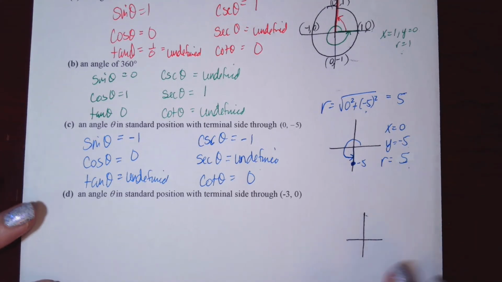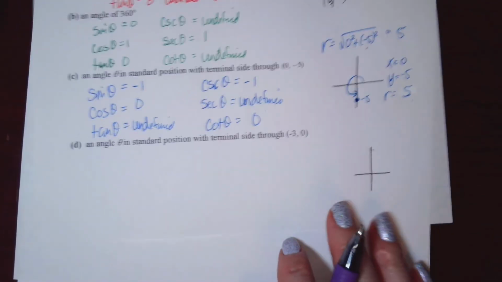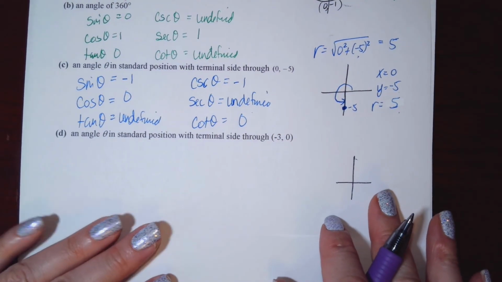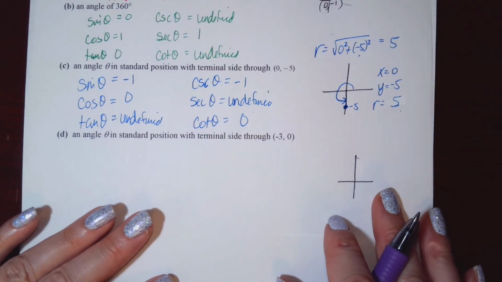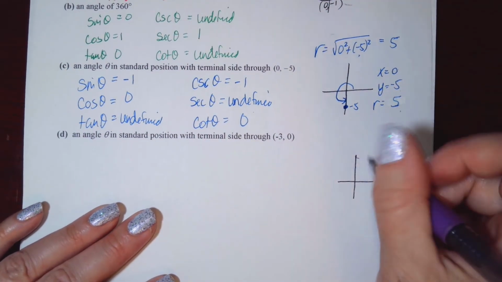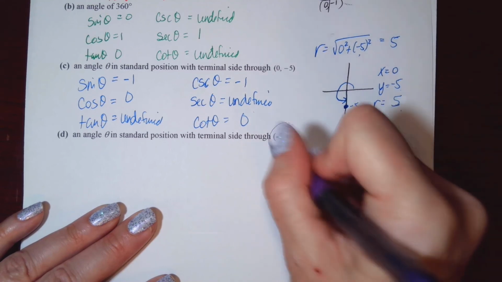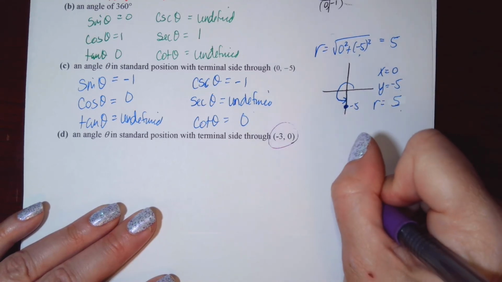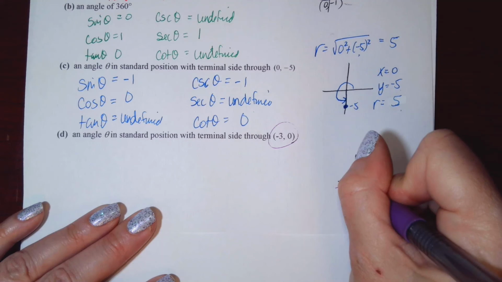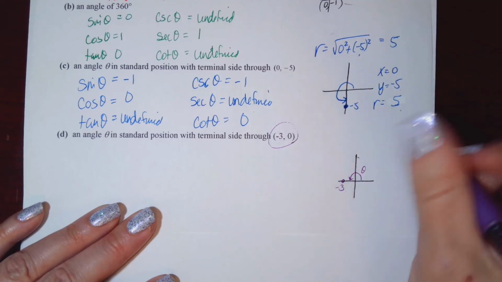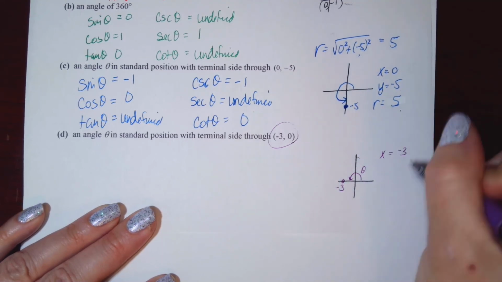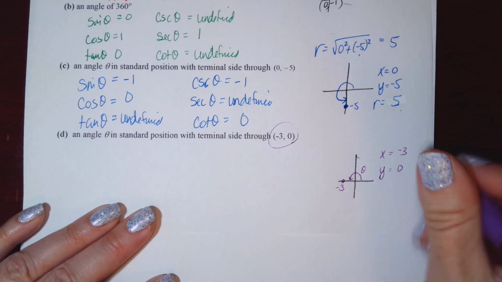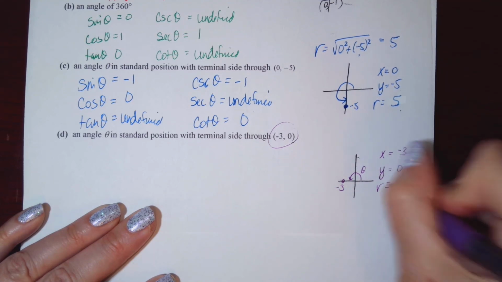Alright, one more of these. I encourage you to stop and do this on your own, pause the video, do it on your own, and then come back and see if you get the same thing I get. My point I'm given is negative 3, 0. So there's my angle theta. This gives me x is negative 3, y is 0. R is going to be a positive 3.